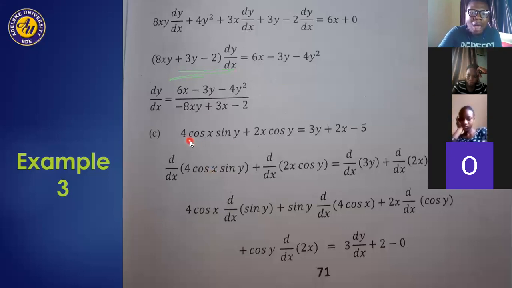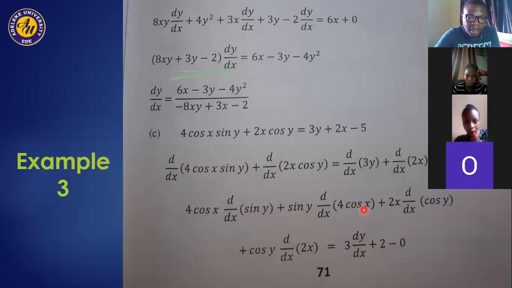Okay, so we have 4 cos x sin y plus 2x cos y is equal to 3y plus 2x minus 5. Are we together? Now follow me, the same concept. Holding 4 sin x, differentiating sin y, are you getting me? Plus holding sin y, differentiating 4 cos x.